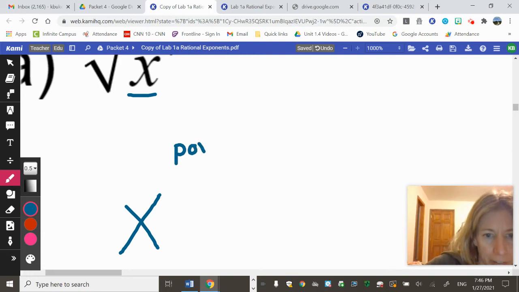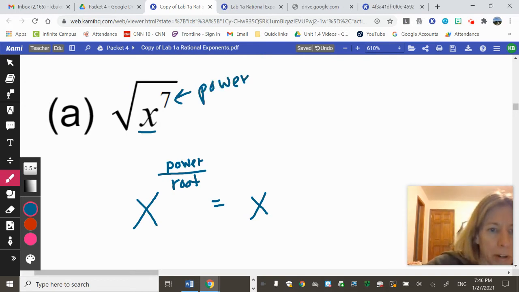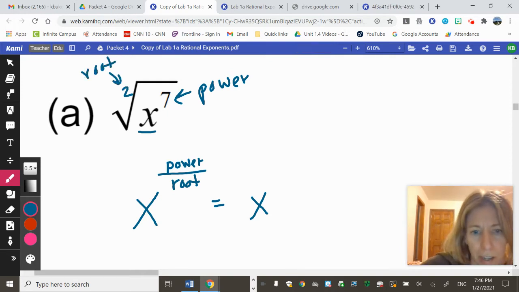I know maybe I should have been doing this all along just to show you. Okay, we think flower power. So in this case, our power is 7. And remember, if there's no root there, the root is 2. So this is the same as x to the 7/2.